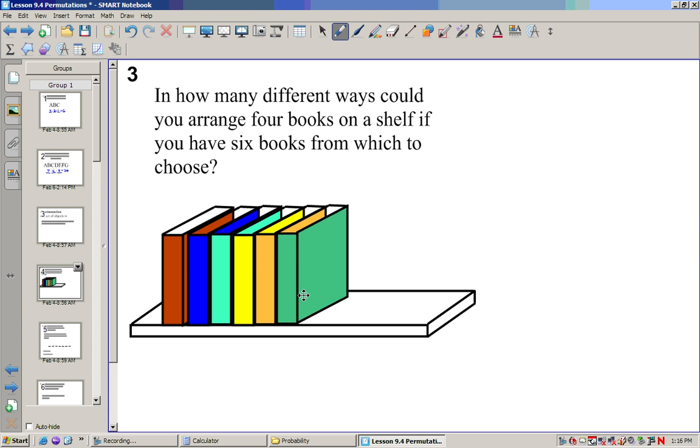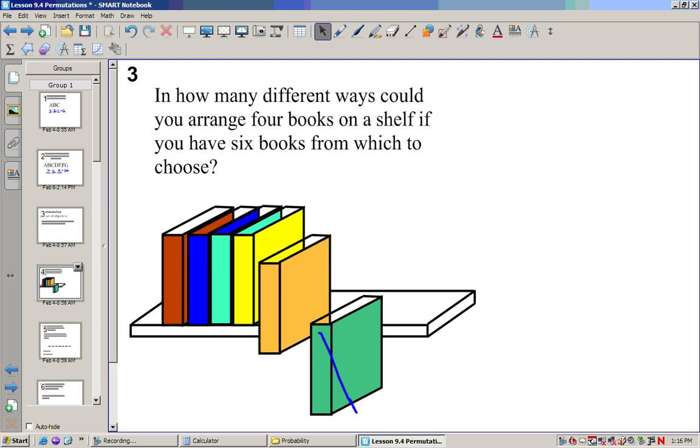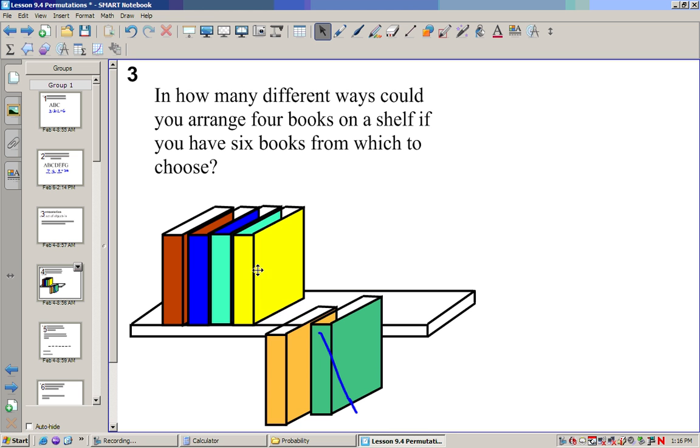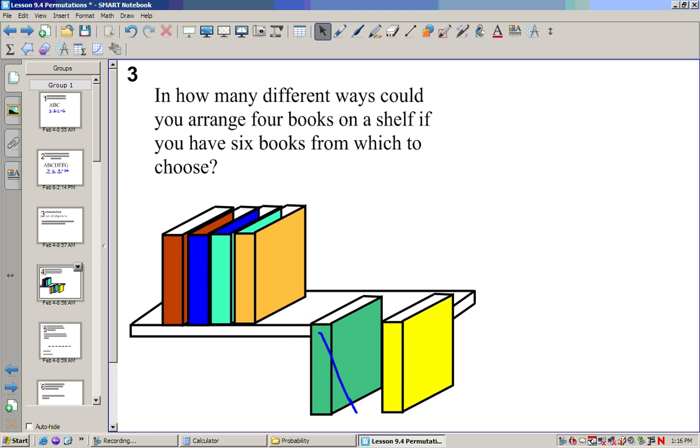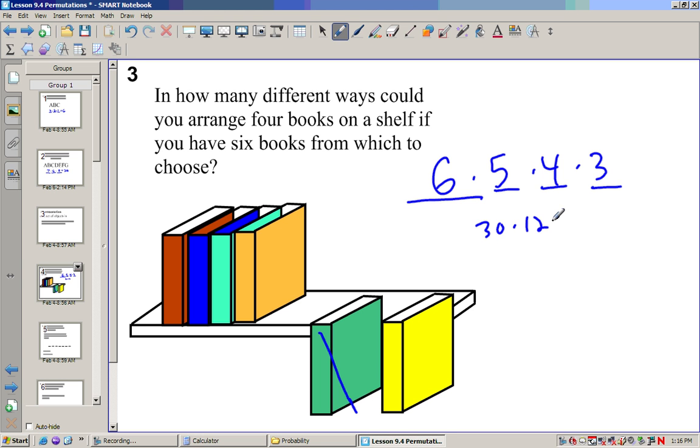So if I want to take these books, and if I want to place only 4 of them on the shelf, how many different ways can I arrange them? Well, there would be 6 ways I can pick my first book, 5 ways my second book, 4 ways my third book, and then 3 ways my fourth book. So this would be 30 times 12. 30 times 12 is 360.